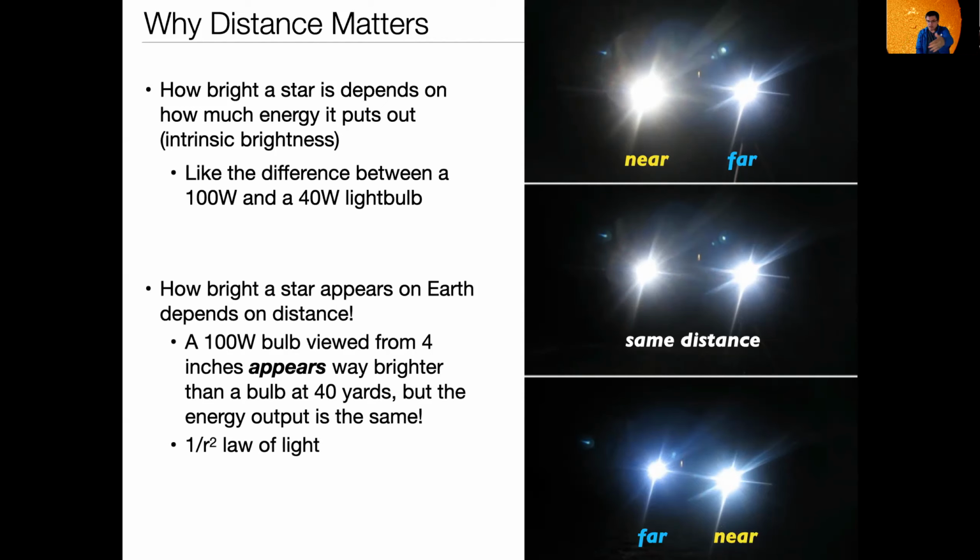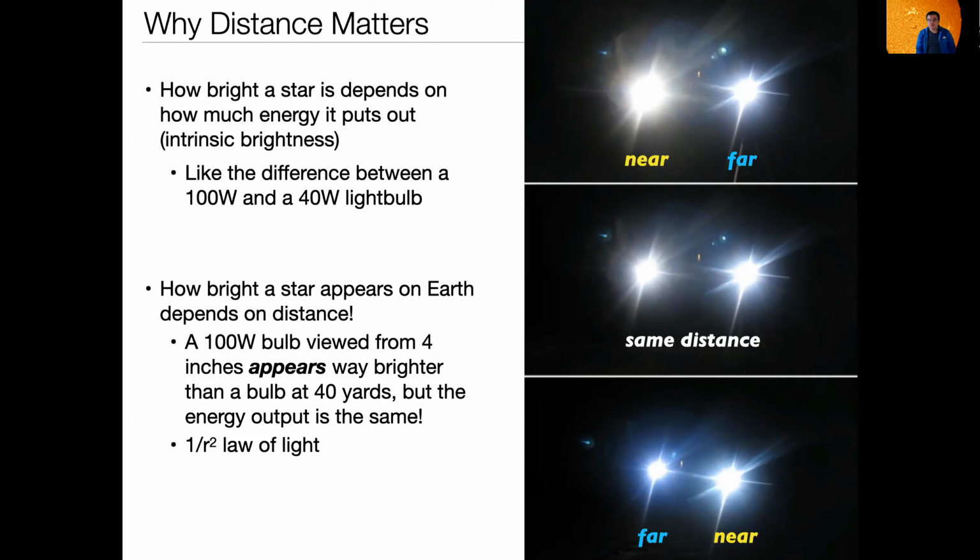And just to state what's here in the pictures, a 100-watt light bulb viewed from 4 inches away from your face appears way brighter than if you view it from 40 yards away. You and I talked about this a couple weeks ago. This is basically the 1/r² law of light that we discussed when we first started this in the class.